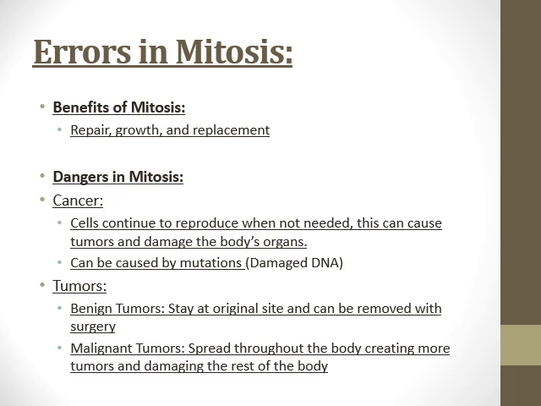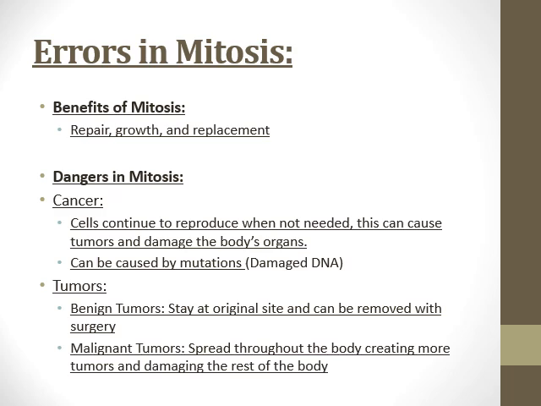Now, errors in mitosis are a bit different. So we know that the benefits of mitosis include repair, growth, and replacement of damaged cells. However, there can be some dangers, specifically with cancer. By definition, cancer is when cells continue to reproduce when they're not needed. This can cause tumors and damage the body's organs. And these cancer cells can be caused by mutations or damaged DNA.